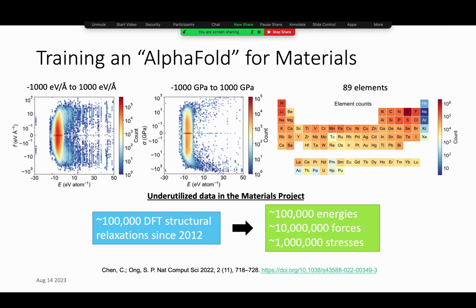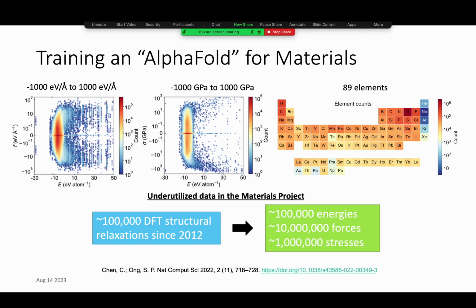So to do that, we actually use one of the least used data in the Materials Project. Andrew has talked about identifying Materials Project data that people have not looked at carefully, okay? So it turns out that we have done about 100,000 DFT structure relaxations since 2012. That gives us about 100,000 energies, about 10 million forces, and about 1 million stresses. And all that data covers about 89 elements of the periodic table, right? So what we did was very simple. We took all that data, we threw it into that M3GNet architecture and tried to fit an interatomic potential that works across the entire periodic table, right?